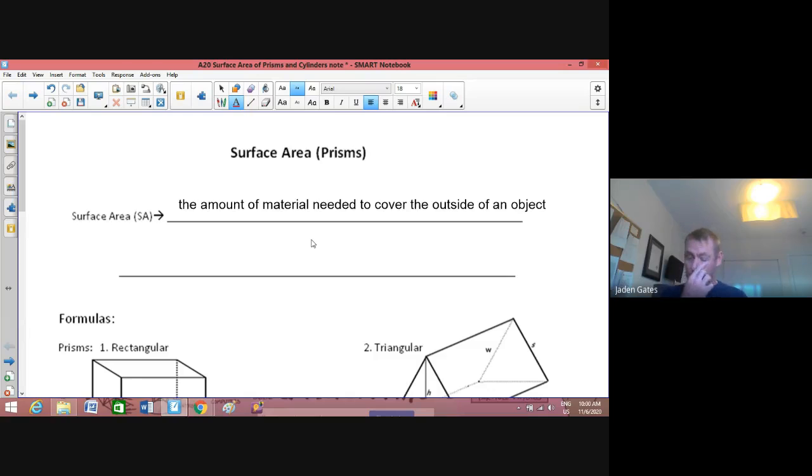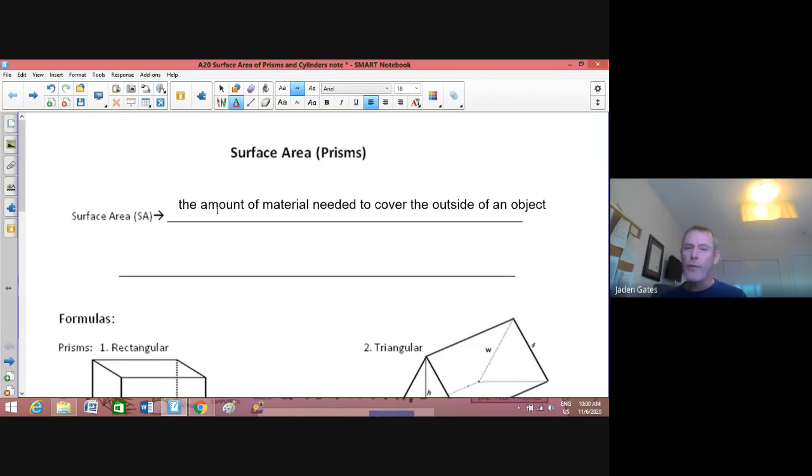Again, same idea as what we've been doing. Only we're going to do a new topic, but the way we're going to do it is the same. Our formulas are going to get a little more complicated, just a little more variables. And again, we're dealing with prisms here, which means that you can cut them, and all their cross sections would be equal.